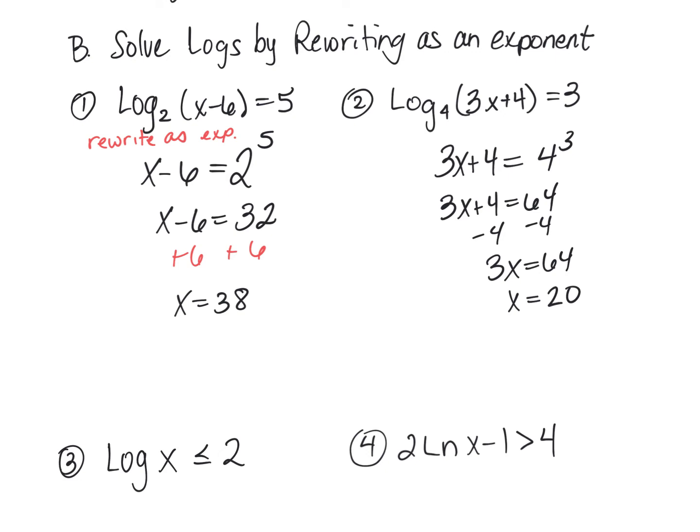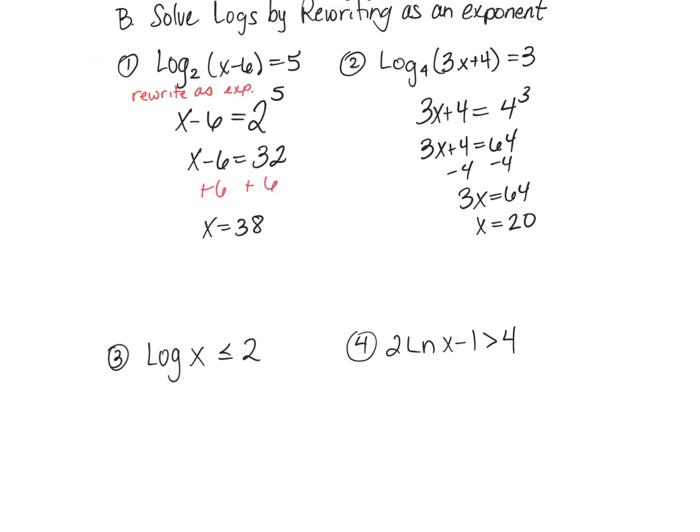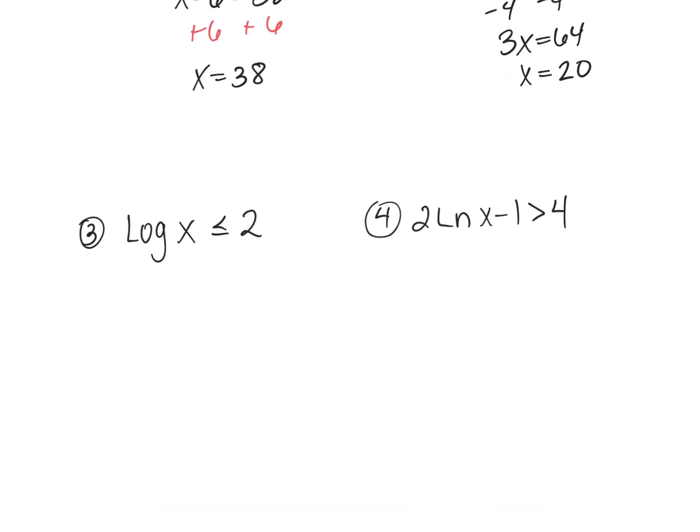Now notice on these that the x minus 6 and the 3x plus 4 are inside parentheses. That means it's inside the log, and so I have to do the rewriting before I can get x by itself. If you look at number 4 down here, this minus 1 is not inside parentheses. That means it will need to be moved before. And the 2 is not inside the log, so we'll have to get rid of that first. Okay? So remember that parentheses means it's inside the log and you can immediately rewrite it. If it's not in parentheses, it has to be moved.